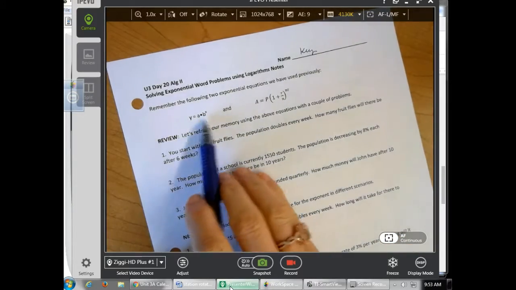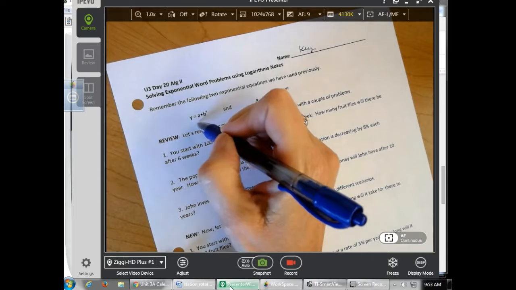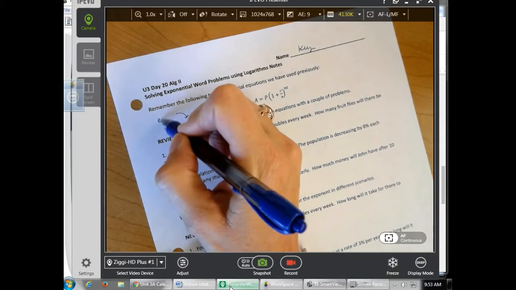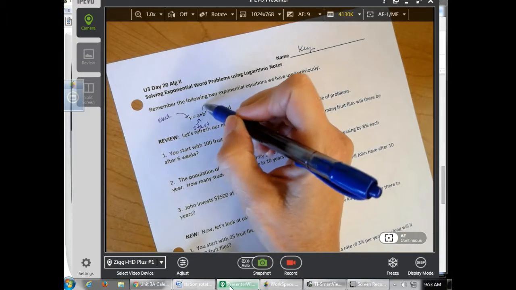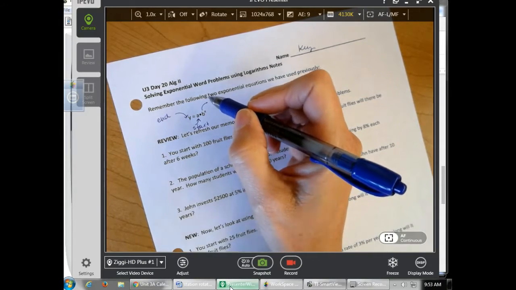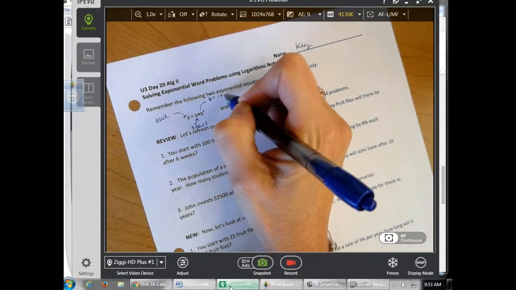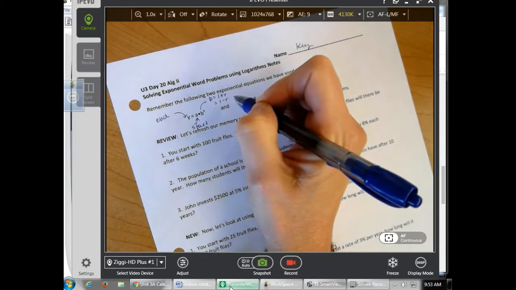And you guys, we talked about this in class. You have your starting amount. You have your ending amount. You have your growth multiplier or decay multiplier. So it would be either 1 plus r for growth or 1 minus r for decay.